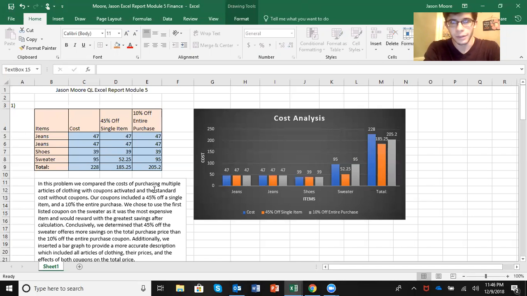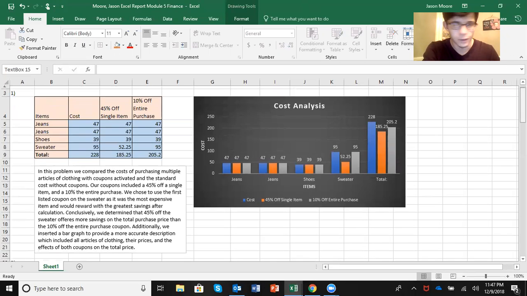And to aid in representing our problem, we also inserted a bar graph, which showed the total price with and without the coupons for each item. So with that, you can see the cost of our sweater when we took the 45% off and enacted it onto that price. And you can also see the totals for each, as well as the corresponding coupon or no coupon that goes with that. So we're going to go ahead and move on to our second question.